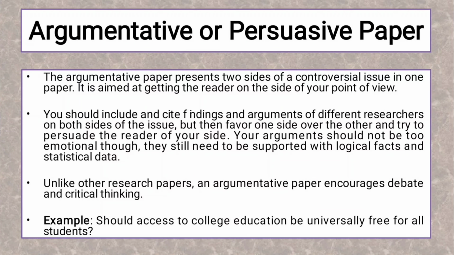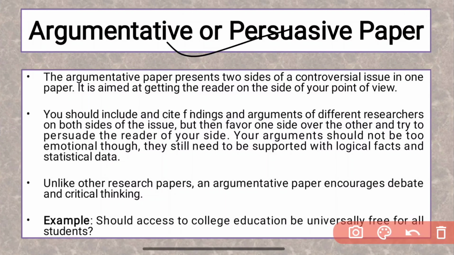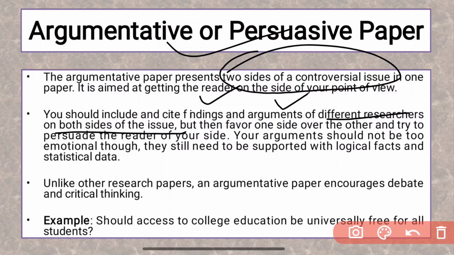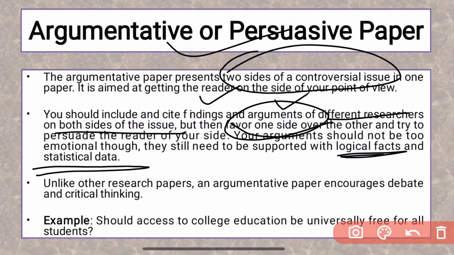So the next kind of research paper is argumentative or persuasive research paper. Okay, so this kind of research paper presents two sides of a controversial issue in one paper. Firstly you have to cite findings and arguments of different researchers on both sides, right? And then you have to favor one of the sides with logical facts and statistical data and try to persuade the readers or the editors.